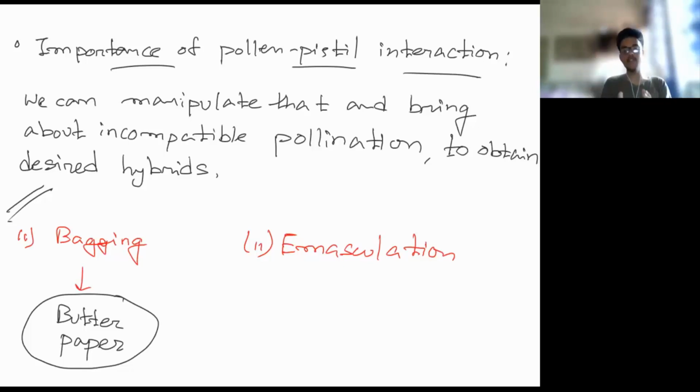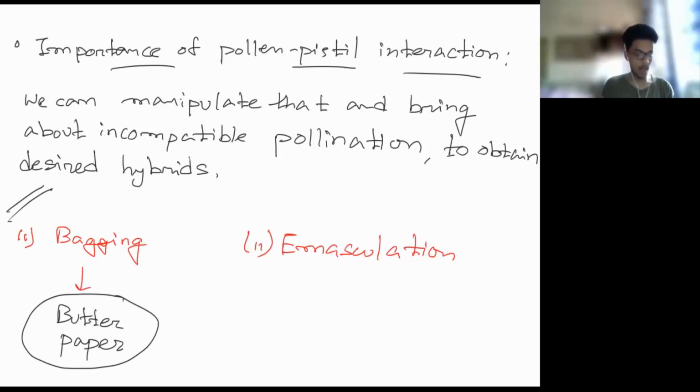So what's happening? We had a bisexual flower. By using a pair of forceps, we removed the male reproductive part, the androecium. Now we have a female unisexual flower. To prevent contamination, so that any unwanted pollen does not fall onto the stigmatic surface, we require to cover this emasculated flower. So how are we covering it?